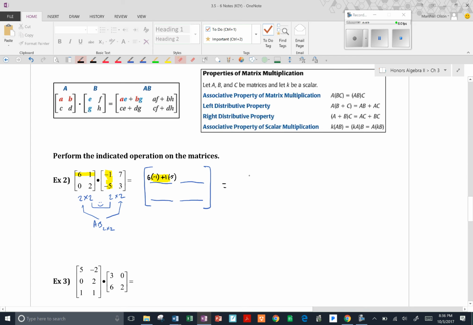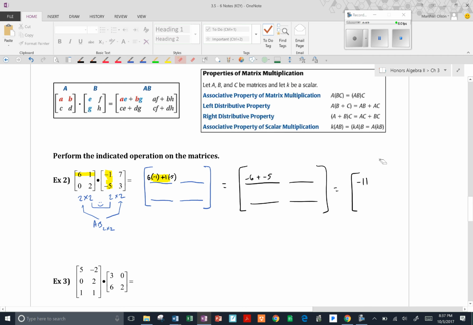Actually, for this one, I'm going to go ahead and in this one spot, I'm going to come over here and say that's going to be negative 6 plus negative 5. And I'm going to go one more and just give that last value. Negative 6 and negative 5 is negative 11. Just so you see, in the end, we just get a single number there.